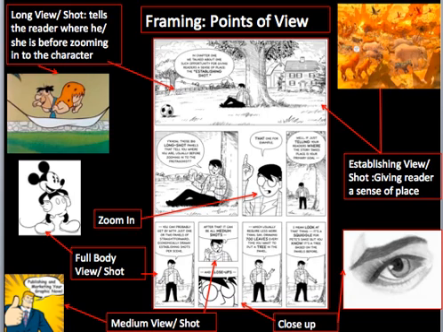Then we see Mickey Mouse. There's the full body shot, so we're seeing Mickey from his head down to his toes. And then there's the medium view shot, which is from your shoulders up. The close-up is usually, you can say something zooming in, but it doesn't necessarily have to be a close-up. Usually when you're referring to a close-up, you're referring to something that's really close up, like the shot of an eye.